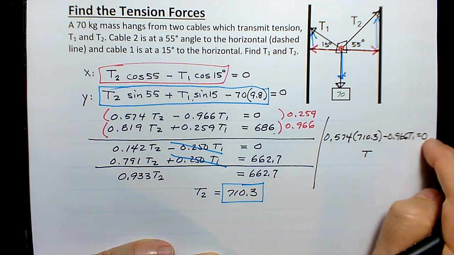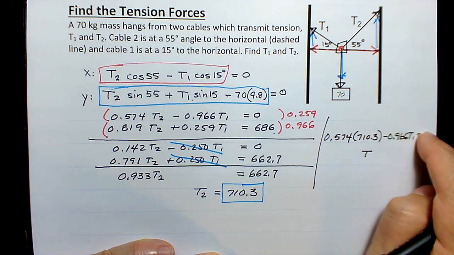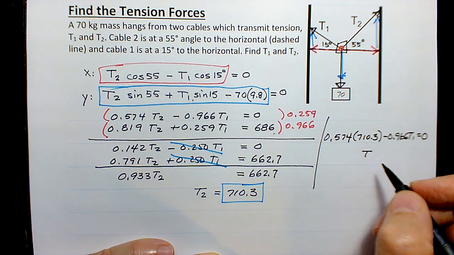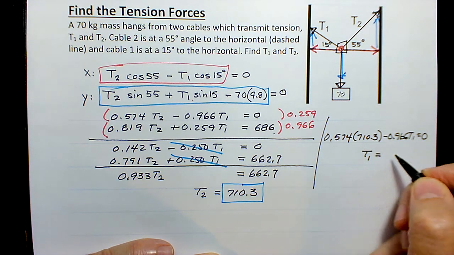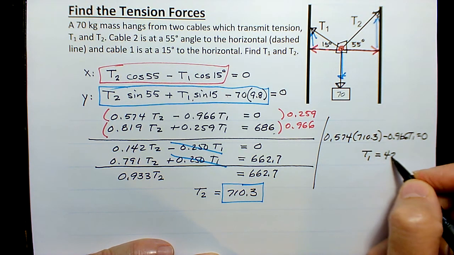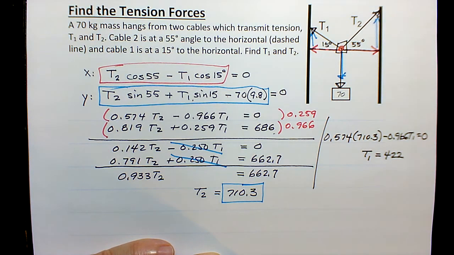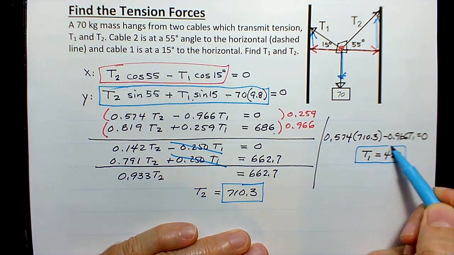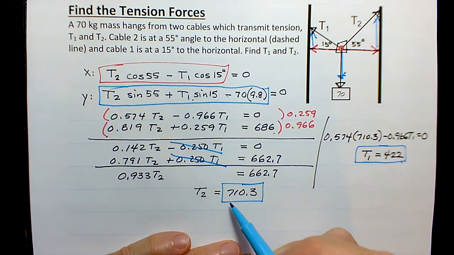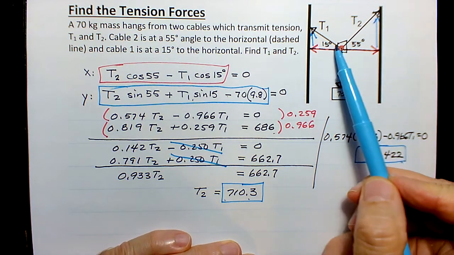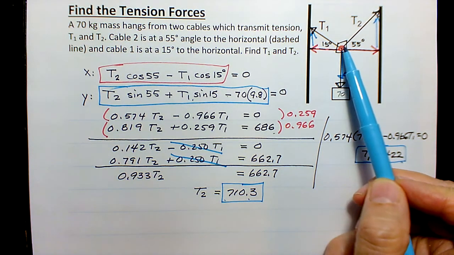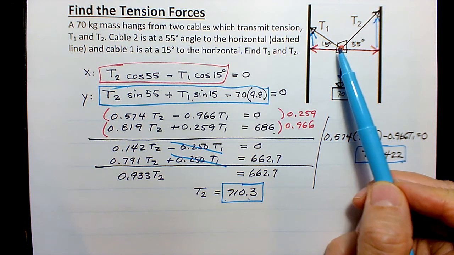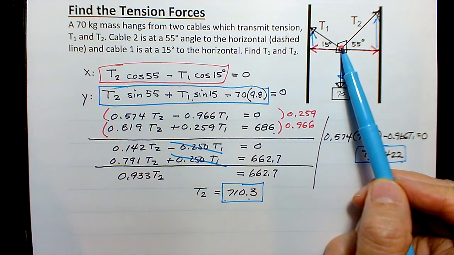So add this, move it to the right, and then divide both sides by 0.966, and T1 is equal to 422. So with this force, this tension, equilibrium is met in the system, and the knot does not move because the sum of the forces acting on the knot are 0.